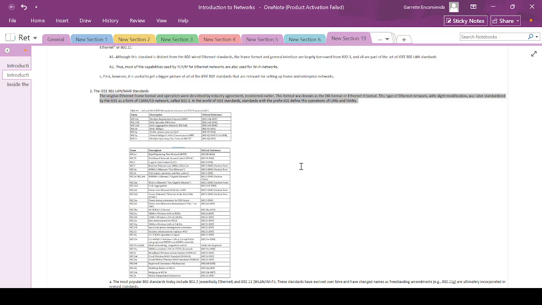So this is actually where the collision detection CSMA/CD network format came from. This type of Ethernet network, with just a slight modification, was later standardized by the IEEE as a form of CSMA/CD network called 802.3. So this is where the 802.3 came from.